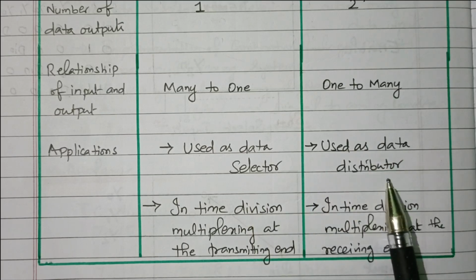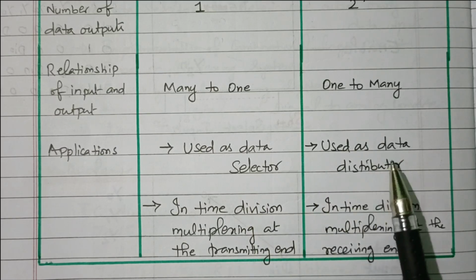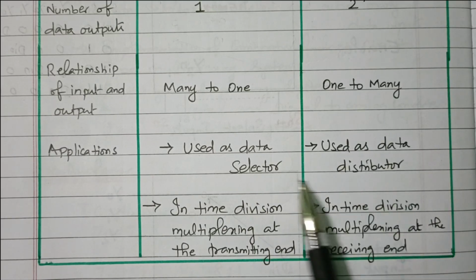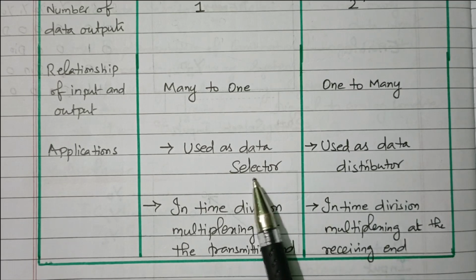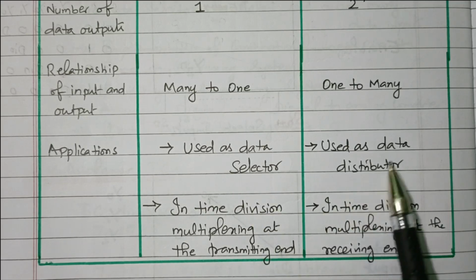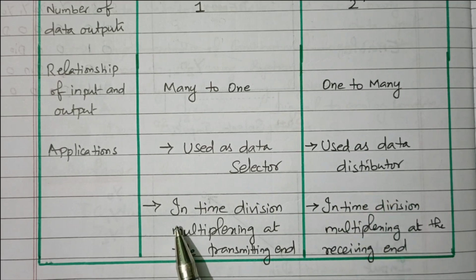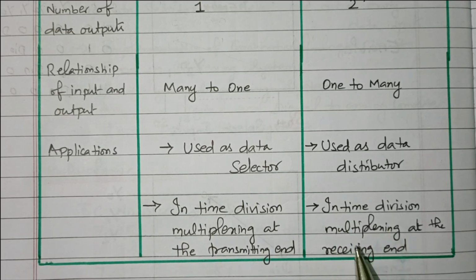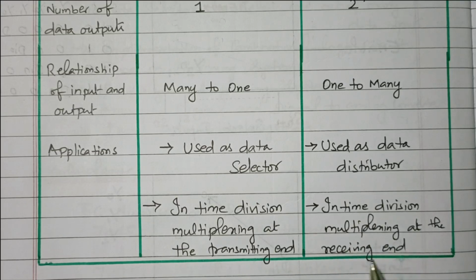Used as data distributor. One data is distributed to many lines. There is a distributor. It is selector: many data is available, in that we are selecting. Here only one data is available, that is distributed. In time division multiplexing at the transmitting end, it is also a time division multiplexing. At the same time here, in time division multiplexing at the receiving end, we are using the demultiplexer, because 2 to the power n outputs are available.